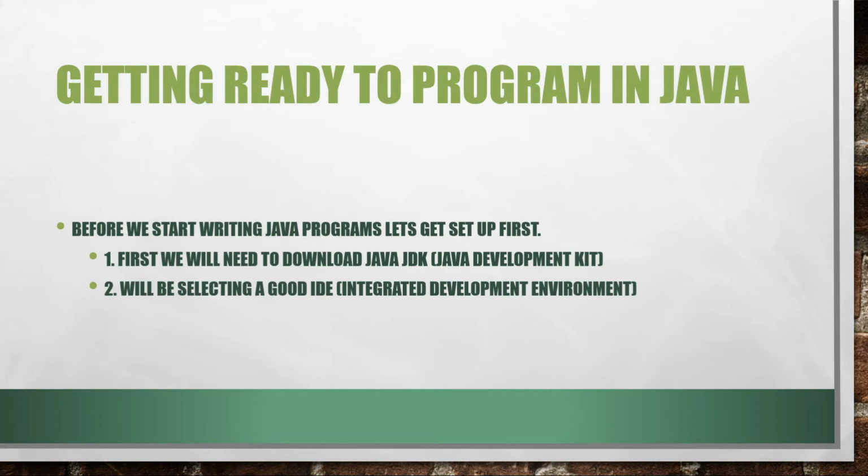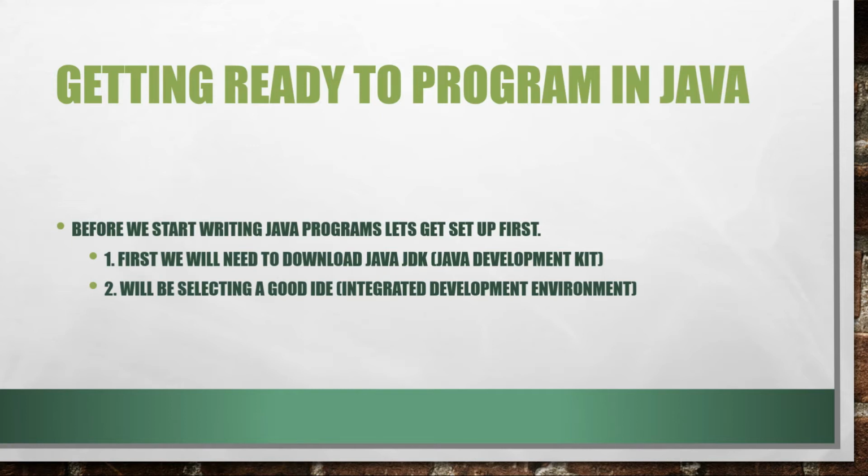Before we start to write any Java programs, we're going to need to get a few things first. We're going to get set up first. The first thing that we will need is to download the Java JDK, which is the Java Development Kit. The second thing we will need is selecting a good IDE, Integrated Development Environment. So before we write any program in Java, we're going to have to set these things up first.